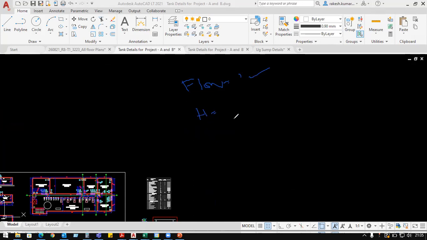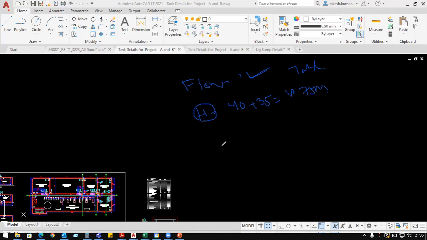The thumb rule for head, for example, your building height. I'll tell you in English so that Shivkumar also understands. For example, flow you will calculate from table number 7, type of building, different types of things. Head, how will you calculate? For example, building height is 40 meter. Add 35 meter, you'll get 75 meter head.